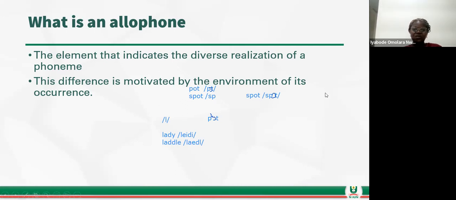So the environment is what is motivating what is happening here. This is the same phoneme, but you're having variations of the same phoneme influenced by the environment in which it is occurring. I hope this is quite clear.